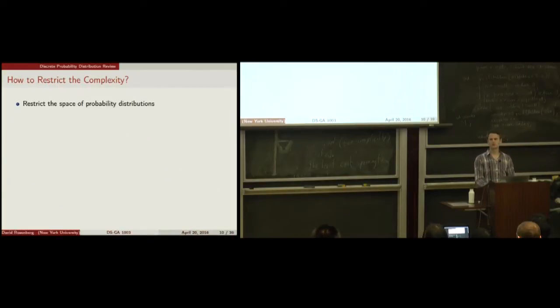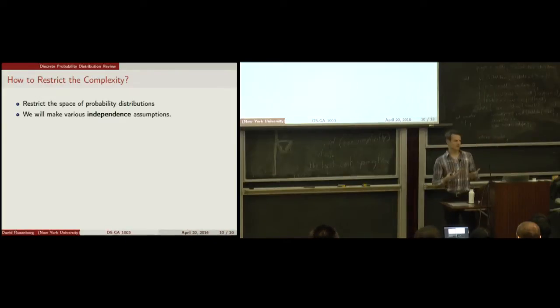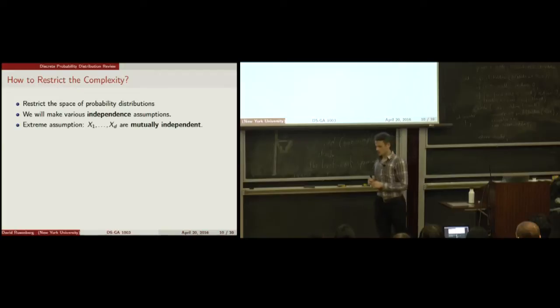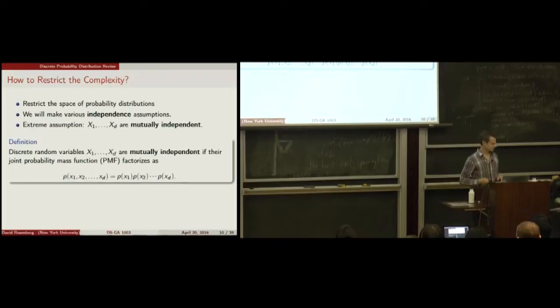Okay, so how do we restrict the set of probability distributions? The standard way is to make independence assumptions. If we have d random variables, we're going to say certain ones of these random variables are independent of each other, or perhaps they're conditionally independent, which we'll come to momentarily. So first, let's talk about the extreme case of mutual independence. You could say, we have d random variables, and I want to assume that they're all mutually independent. So what's the definition of that? It should be very familiar.